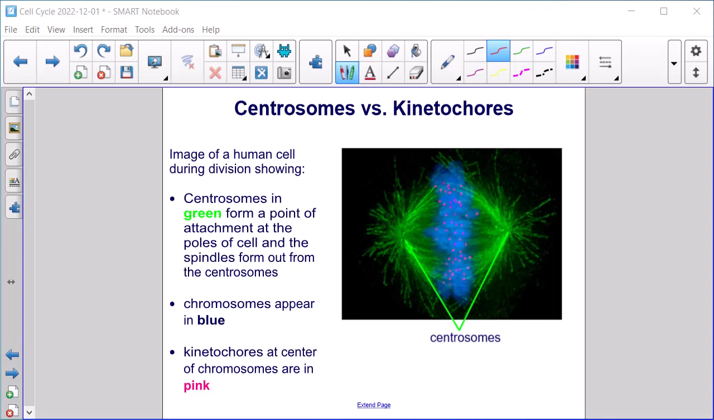Centrosomes versus kinetochores. This is an image of a human cell during division. Centrosomes in green form a point of attachment at the poles of a cell, and the spindles form out of the centrosomes. The chromosomes appear in blue, and the kinetochores at the center of the chromosomes are in pink.